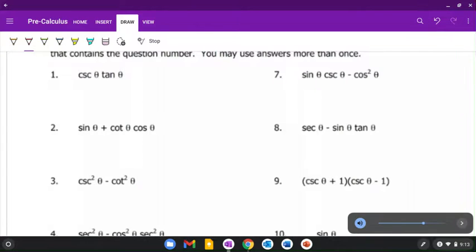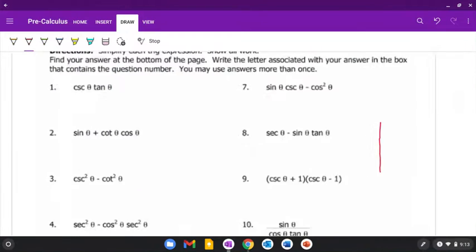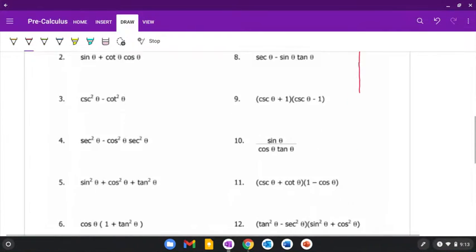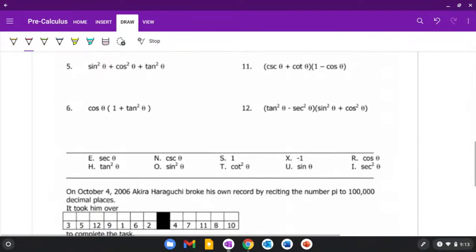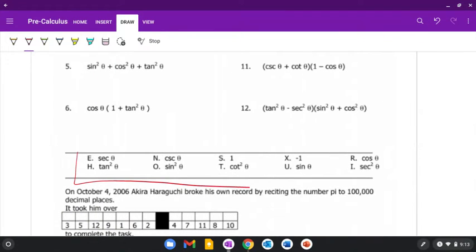Hey everyone, this video is just going to be a little bit of extra help in solving these trigonometric identities and simplifying these expressions. In this worksheet, you are going to need to simplify each of these to a single trig function or a constant, and your options are down here.